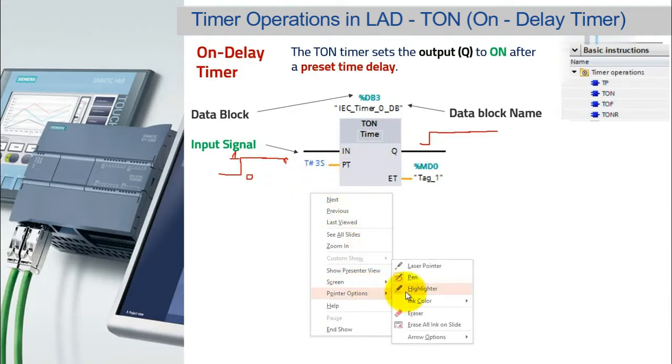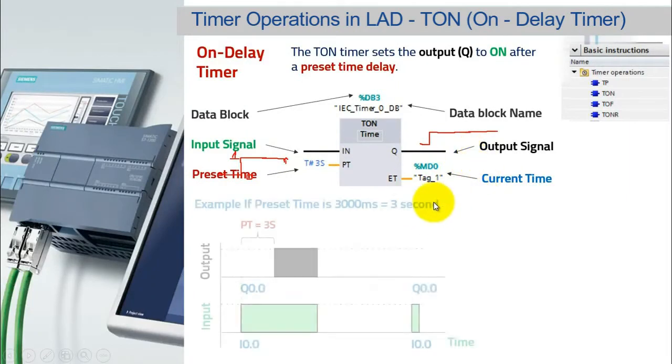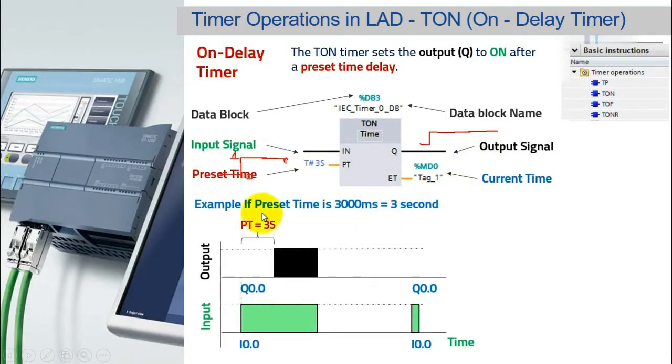So let me move the pointer off. This is my preset time, similar to the PT timer. This is a preset time of 3 seconds, and this is the current time, which you can see here, and that's the output signal. So how does it work? Let's see the example. If the preset time is 3000 milliseconds or 3 seconds, what will be the behavior?